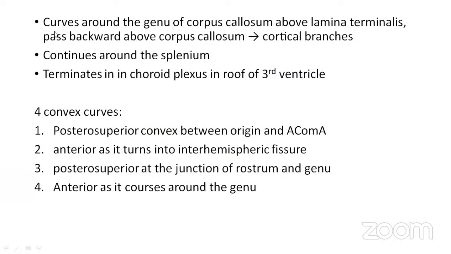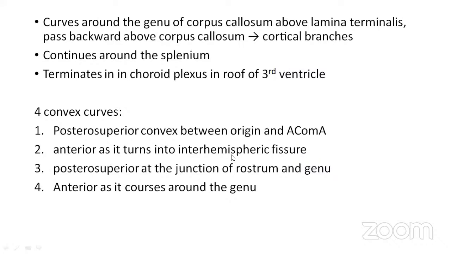Okay, the A1 curves around. The A2 artery curves around the genu of the corpus callosum above the lamina terminalis, and passes backward above the corpus callosum, giving the cortical branches, which further continues around the splenium and terminates in the choroid plexus in the roof of the third ventricle. It gives four convex curves. Basically, this ACA gives the four convex curves, which are posterior superior convex between the origin and the ACOM aneurysm. These will be further elaborated in the diagram ahead.